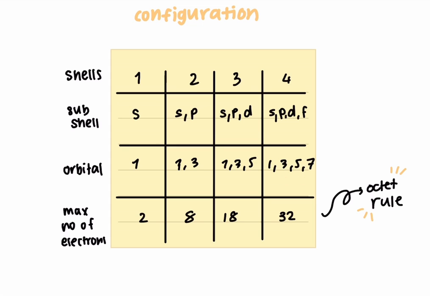And then if we look at the max number of electrons, in the first shell you will only have 2 electrons. In the second, you can have 8. The third, you have 18. And the fourth, you have 32. And we call this the octet rule. So if you ever forget, go back to the formula, 2n squared.